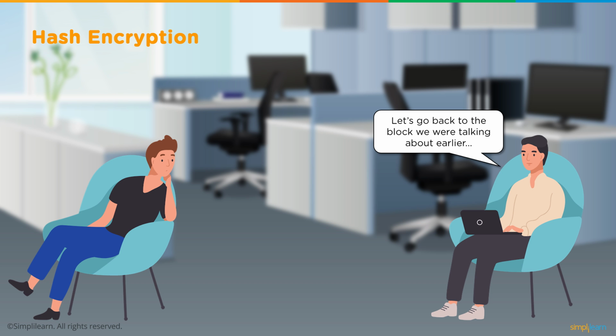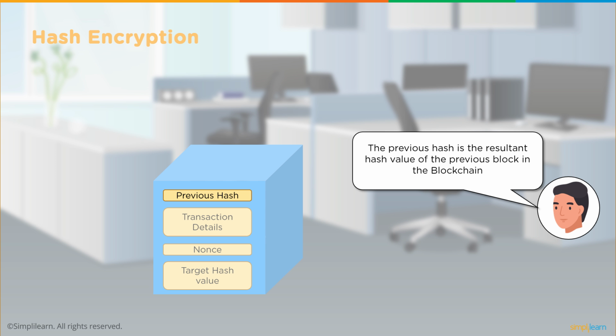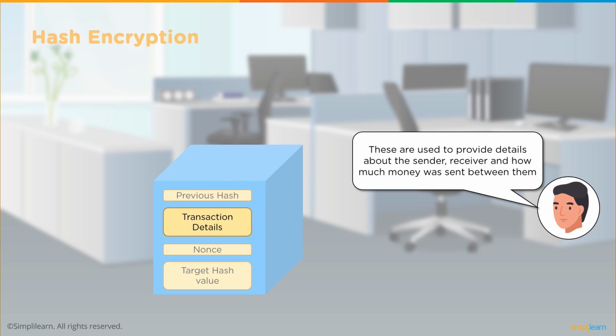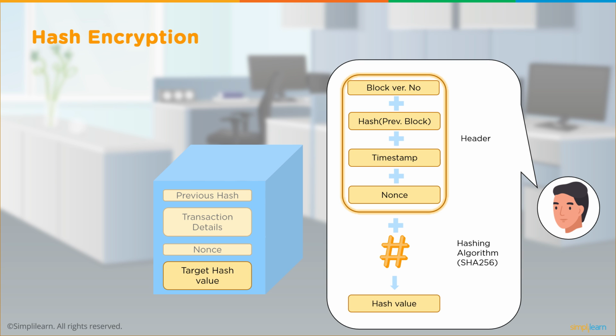Now let's go back to the block we were talking about earlier. As we were discussing, what are the features in the header? The previous hash is the resultant hash of the previous block in the blockchain, and this is the way two blocks are linked together. Now the transaction details are used to provide details about the sender, the receiver, and how much money they want to exchange between them. This is a list of transactions, structured in a Merkle tree, and the hash of the Merkle root is put in the header. Nonce is a value that is varied to create a unique hash address of the block, which should be less than the target hash value.